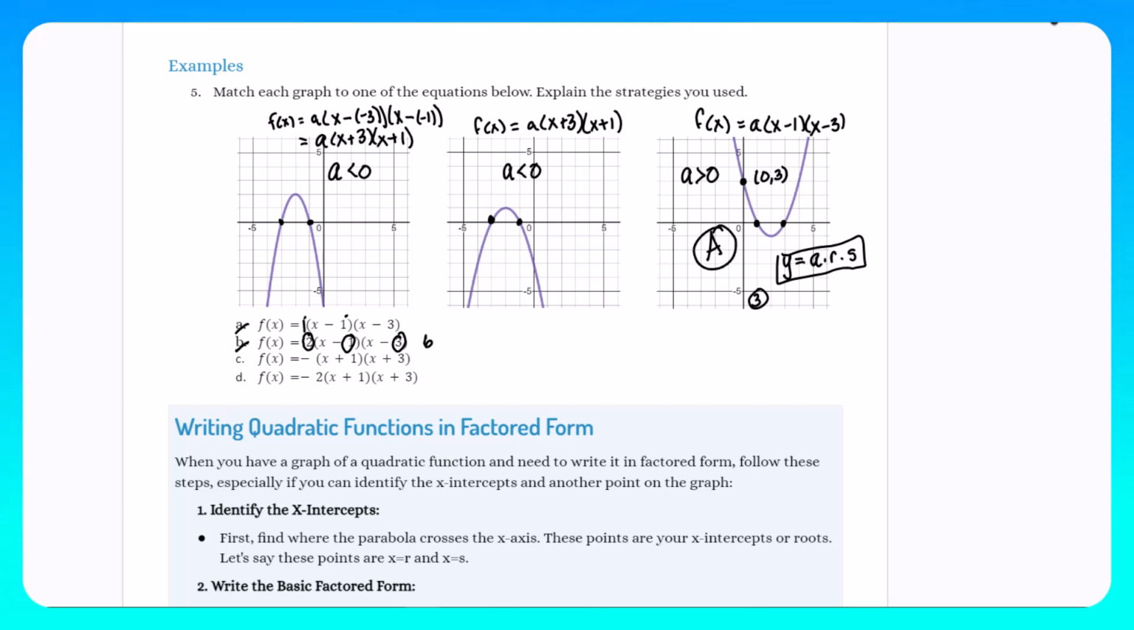So this one is A. Now what about the other two? Well, we know it can't be A or B because they have the wrong factors. So it must be this one or this one. For this one right here, notice that this one is kind of higher. It's kind of narrower than this one right here.